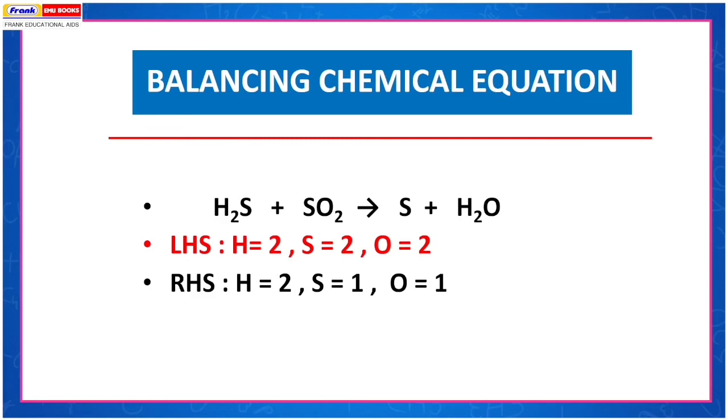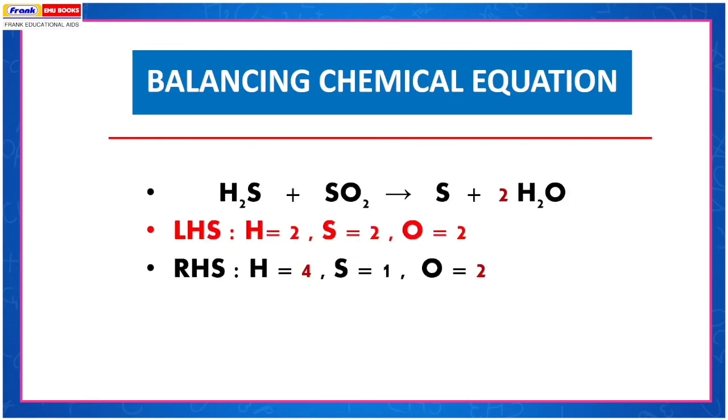Here we can see that sulfur and oxygen atoms on both sides are not balanced. To balance the oxygen on both sides, we can put the coefficient 2 before H2O on the right hand side. Thus, we get 4 hydrogen atoms, 1 sulfur atom and 2 oxygen atoms on the right hand side, while 2 hydrogen atoms, 2 sulfur atoms and 2 oxygen atoms on the left hand side. Here we can see that our oxygen atoms have been balanced on both sides.